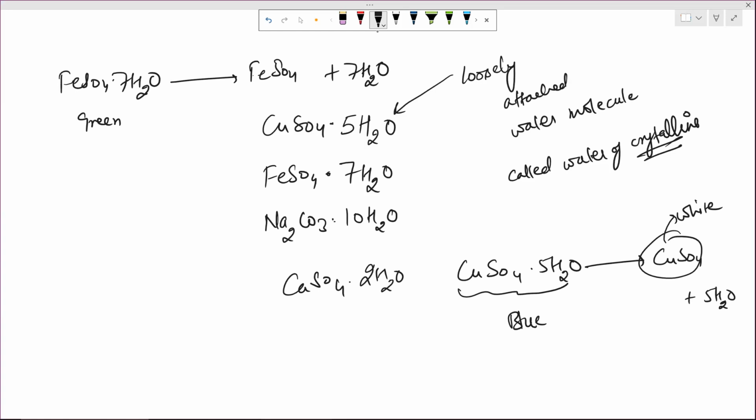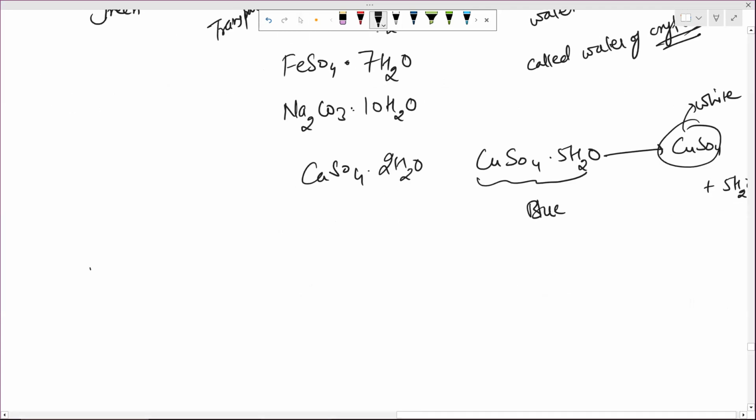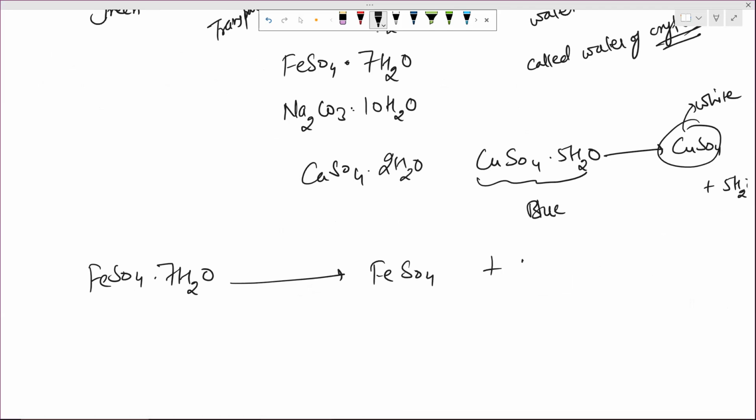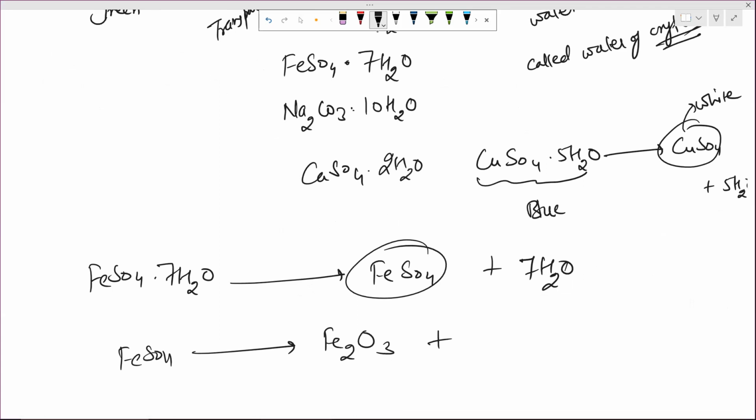Understood? Yes, sir. So this color is green, and this color is transparent. Okay, so if I decompose the ferrous sulfate, FeSO4·7H2O, it changes its color to FeSO4, and this water of crystallization will be evaporated. But when you further keep on heating it, it will change to Fe2O3 plus sulfur dioxide plus sulfur trioxide.